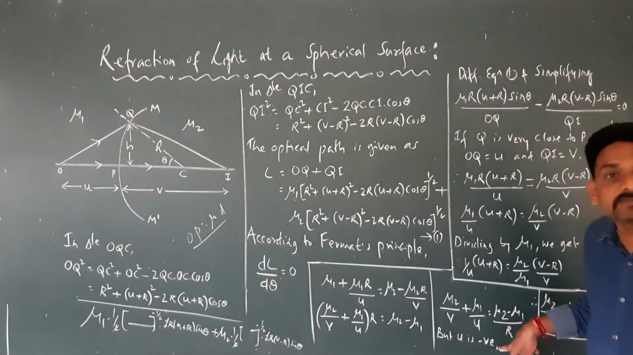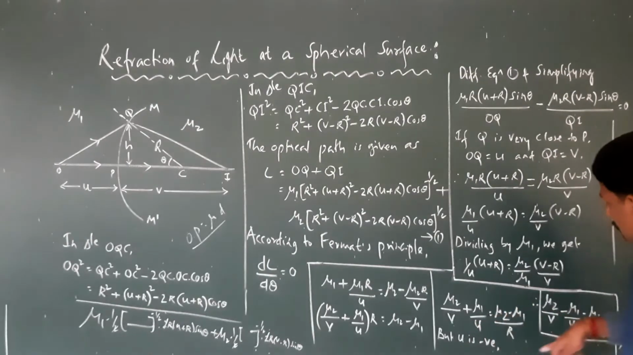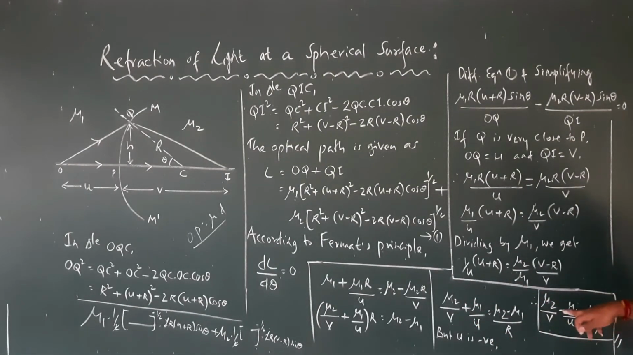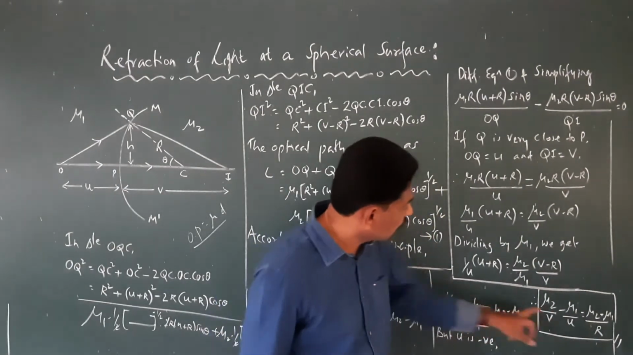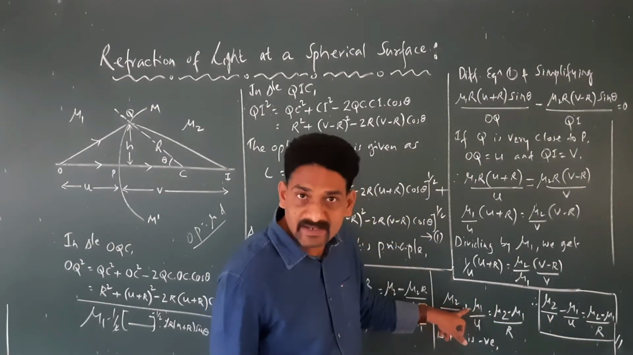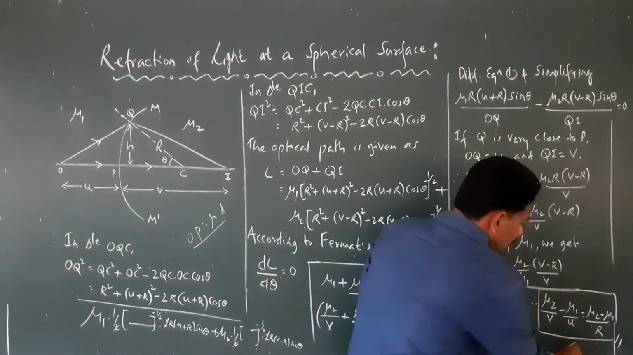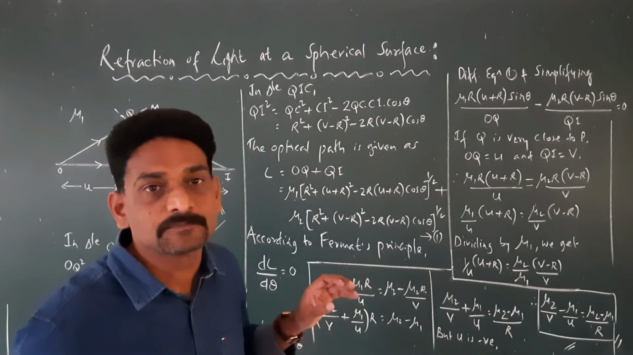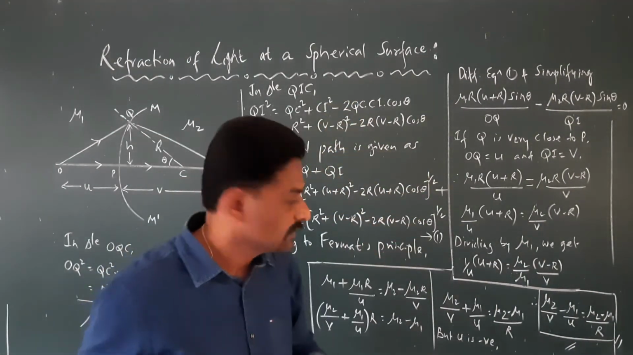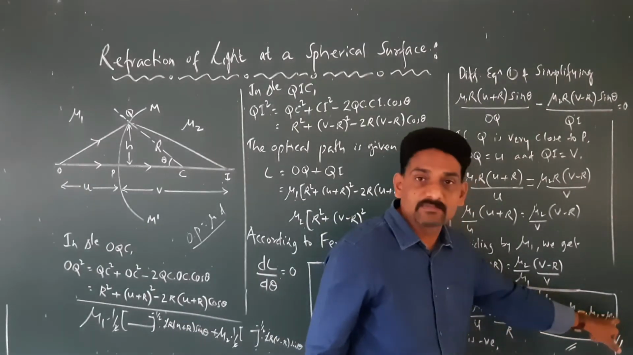So if u is negative as per the sign convention, this is going to be minus u. So what we get is mu2 divided by v minus mu1 divided by u equals mu2 minus mu1 divided by r. This is the final expression for refraction at a spherical surface by applying Fermat's principle.